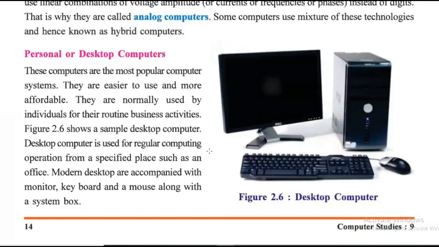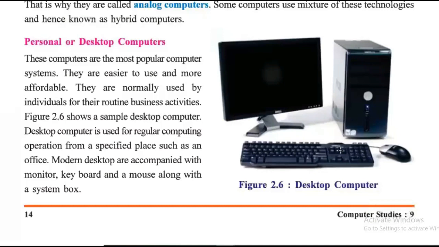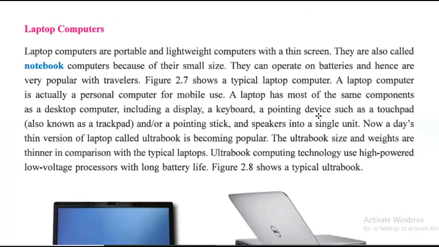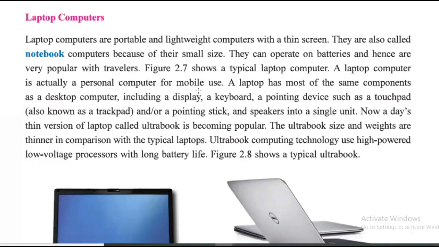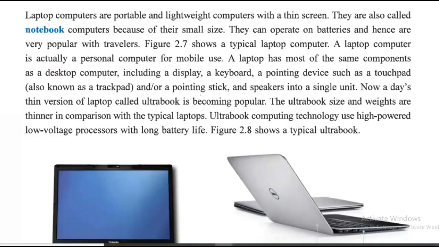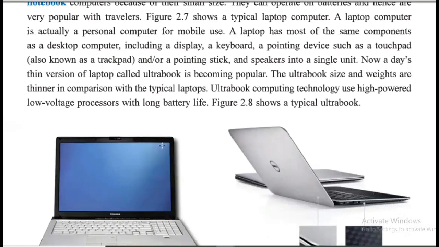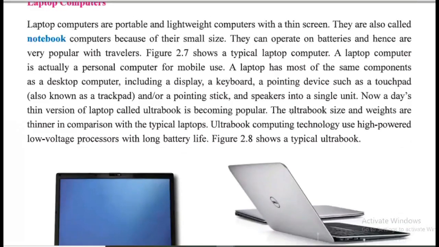Now the first example of a computer is the personal or desktop computer. This is a personal computer, which we call a desktop computer also, and it comes into the microcomputer category. Then come laptop computers. A laptop computer is called portable, because it provides you portability; you can carry it anywhere and use it.